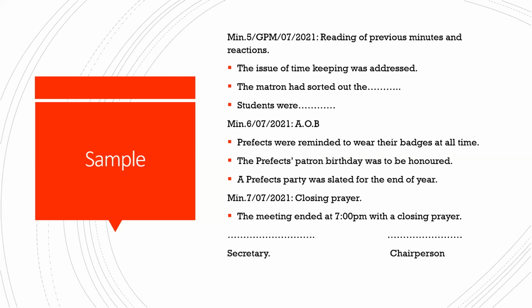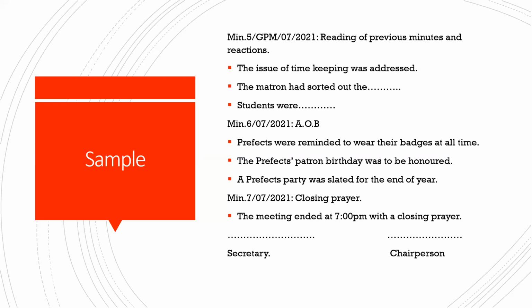And then you move to minute 6, which could be any other business. Sometimes you don't have to have it. And then in any other business, you put anything that is not pertinent to the meeting. Maybe it was a club meeting. So in any other business, you can put like the S4s have a dance later that day or something like that. So anything that is not directly connected to the minutes that you are having. So here, because it's a prefects meeting, prefects were reminded to wear their badges. The prefects' patron saint's birthday, the prefects' party was slated for this. So anything that is not pertinent to the meeting comes in any other business.